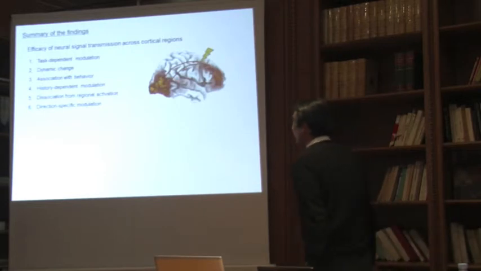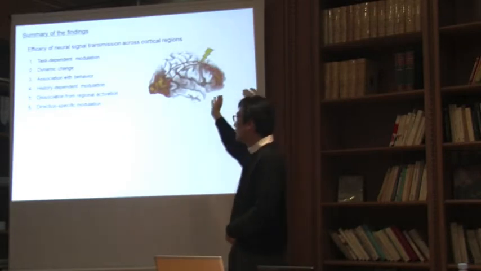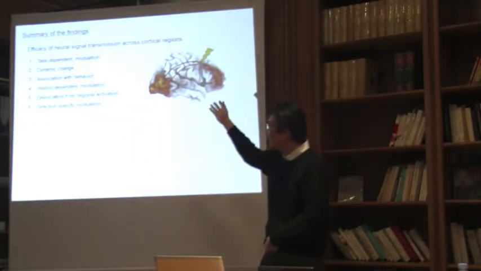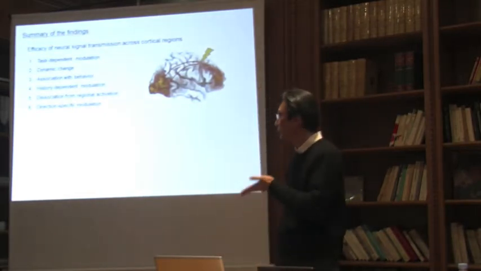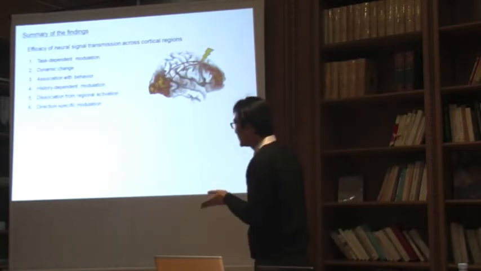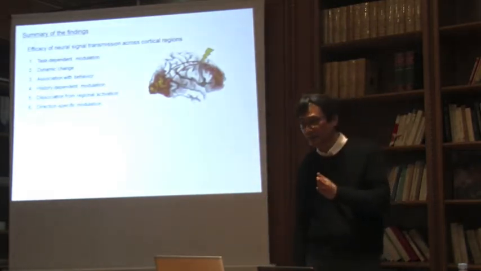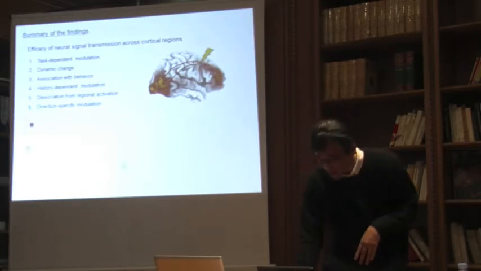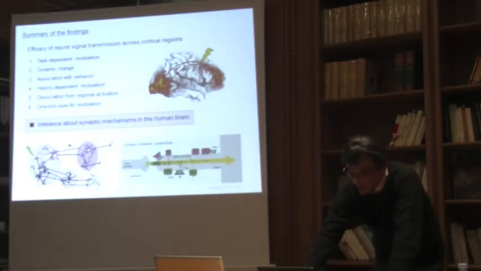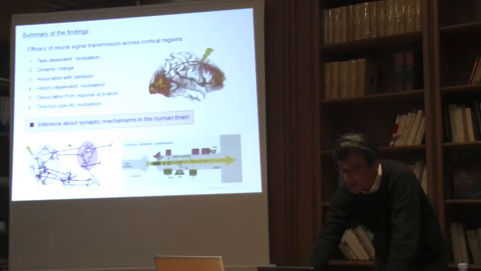The midterm summary of the findings is that by applying stimulation to a particular brain region, we can show task-dependent modulation, dynamic change, and association with behavior and history-dependent modulation. And its signal transmission pattern can be dissociated from regional activation, and it can change in a direction-specific manner. Of course, my wild idea is that it can be used to make inferences about synaptic mechanisms in the human brain, but this may require some pharmacological studies and so on.